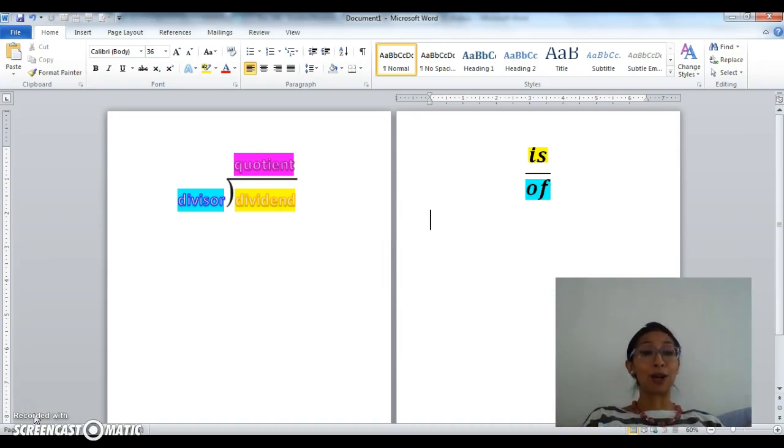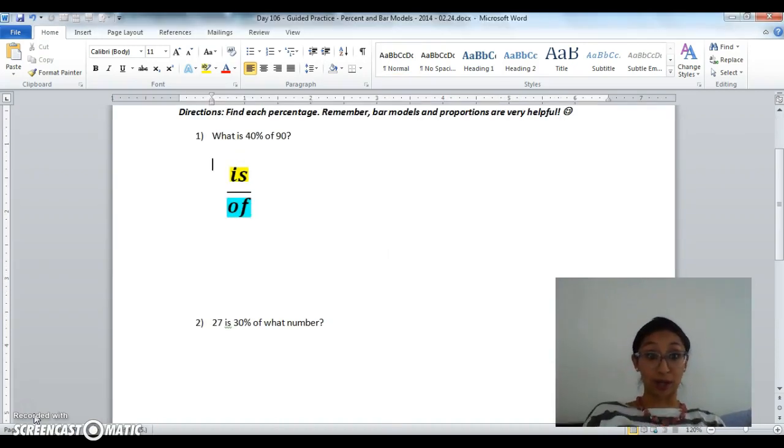But a lot of them have a hard time figuring out which number goes in the numerator of a fraction or which number goes in the denominator of a fraction, especially when the questions are framed like the ones on this worksheet that you see here. What is 40% of 90? 27 is 30% of what number? They're not sure where the number on top goes and where the number on the bottom goes.